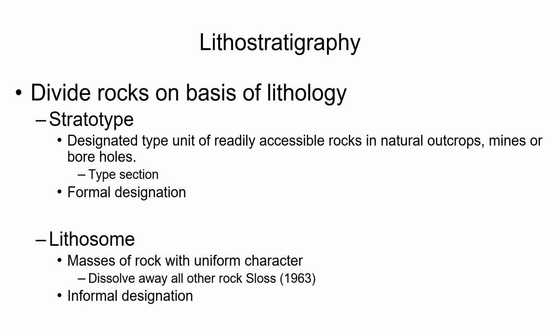Now, a lithosome, these are masses of rock with uniform character. Sloss in 1963 described this as the dissolving away of all other rock types. This is more of an informal designation. So we can look at them in terms of lithology, but a lithosome would just be bulk similarities and not a direct comparison to a stratotype.